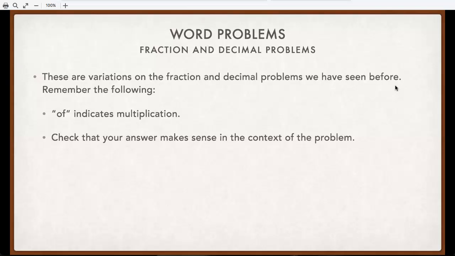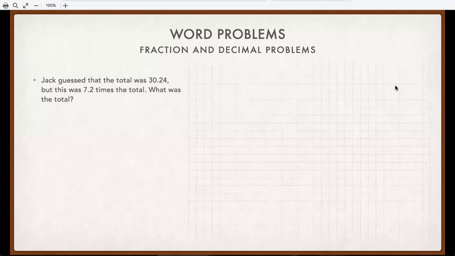I've seen some issues with these in the last couple of tests and quizzes where guys are giving me answers that are way off from what they should be. Let's look at an example. Jack guessed that the total was 30.24, but this was 7.2 times the total. What was the total?